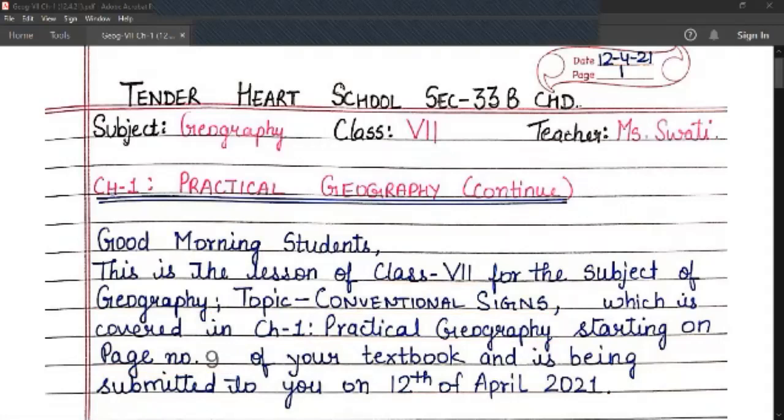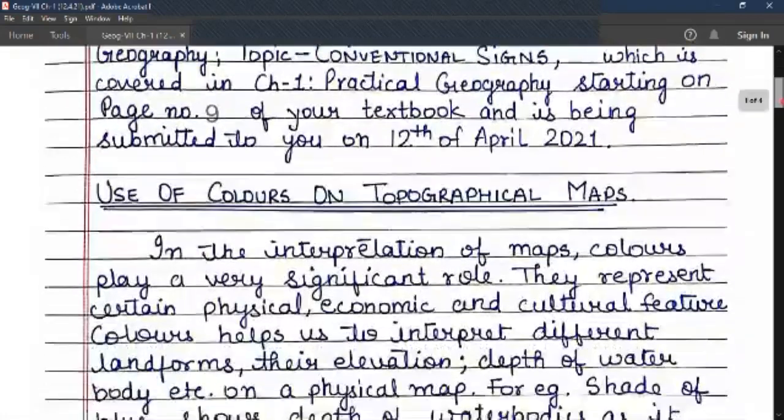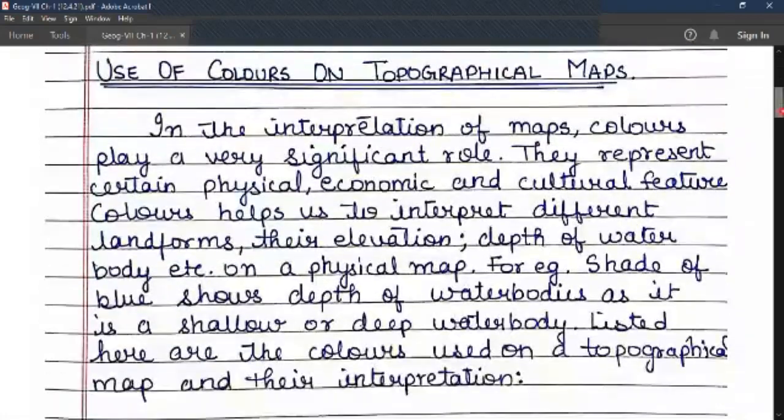So students, let us now discuss our topic, the use of colors on topographical map. In the interpretation of maps, colors play a very significant role. They represent certain physical, economic, and cultural features.